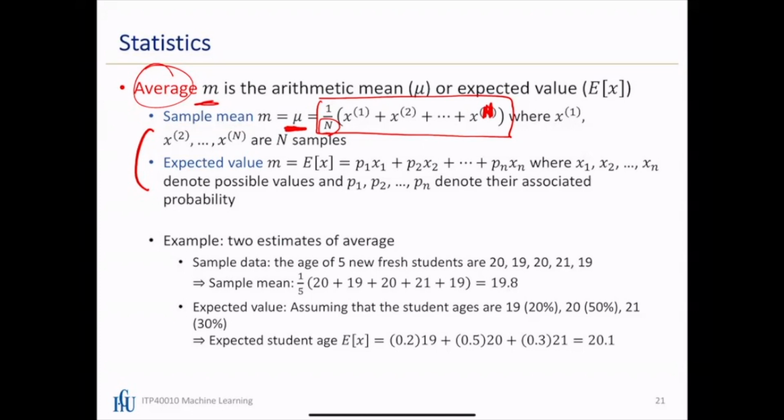But let's think in a different way. We have discussed sample space and probability, so let's use it. You have a sample space of all possible values from x1 to xn, and each of them has an associated probability. If you take the multiplication between the probability value and the actual observation, and take the sum, it's going to be my average. And from the statistical point of view, we call this expectation.